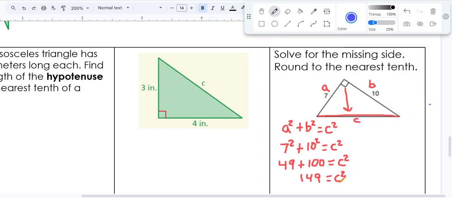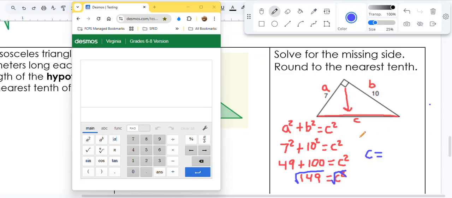So to get c by itself, I have to do the opposite of squared. And the opposite of squaring a number is taking the square root. So I'm going to take a square root to both sides, and that's going to cancel out that squared there and just leave me with c. All right, and then I'm going to take the square root of 149. So I'm going to use my calculator here. Remember, on the SOL, you're allowed to use Desmos, right? So square root 149, and we got 12.20.